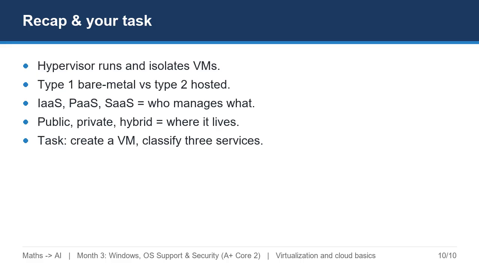Your task: enable Hyper-V and use Get-VM and New-VM to create a test machine, or use VirtualBox if Hyper-V isn't available. Then classify 3 real services you use into IaaS, PaaS, or SaaS, and explain why.